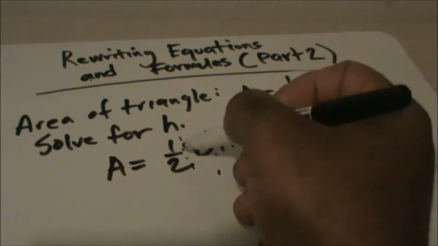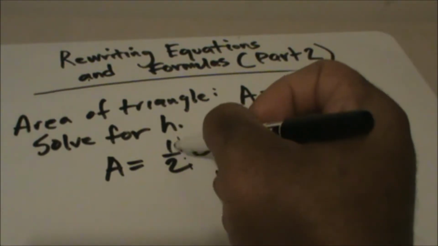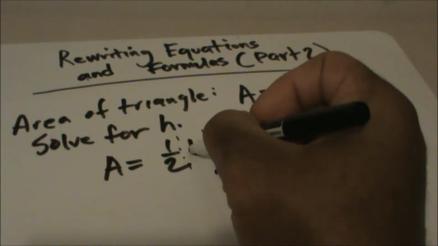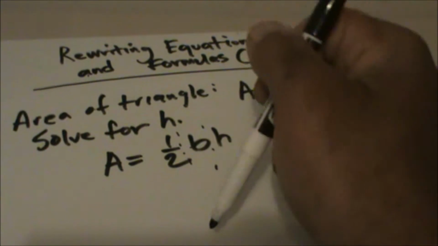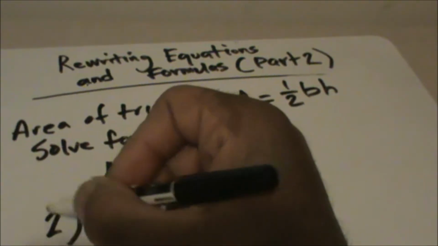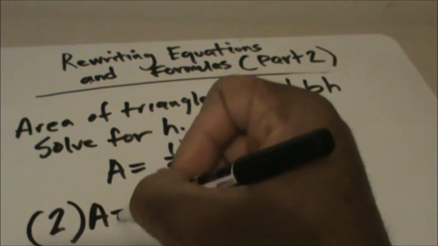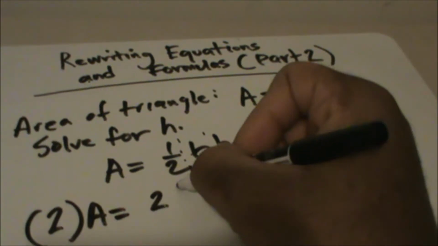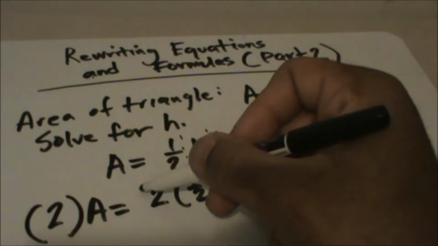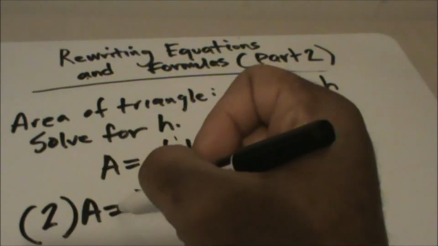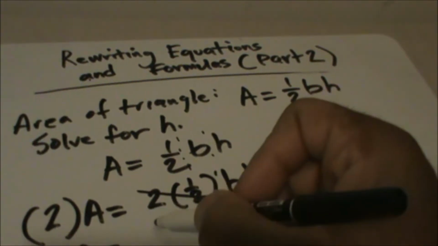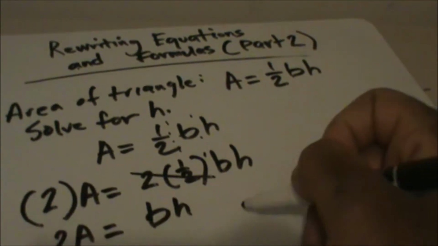So with this fraction, remember what I was telling you? If there's a fraction in front of the variable, we use multiplication, right? So we're going to multiply 2 on both sides. All right, see, look, they cancel. And you have 2 times A equals BH, all right?